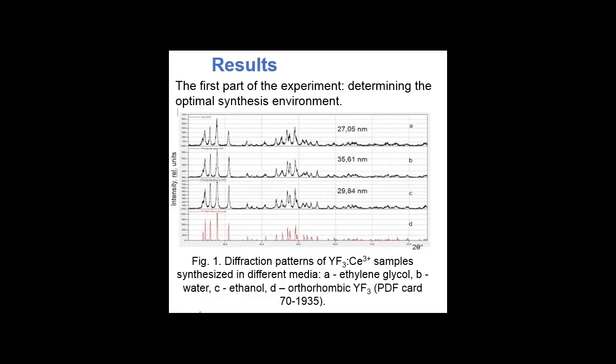So the first part of our experiment was to determine the optimal synthesis environment. We chose three: ethylene glycol, water, and ethanol. In all of these media, we could get the necessary phase, which is the orthorhombic phase, which is the most stable in the case of yttrium fluoride. Since the sample synthesized in ethylene glycol has the smallest crystallite size, we chose this medium as the main medium for our synthesis.